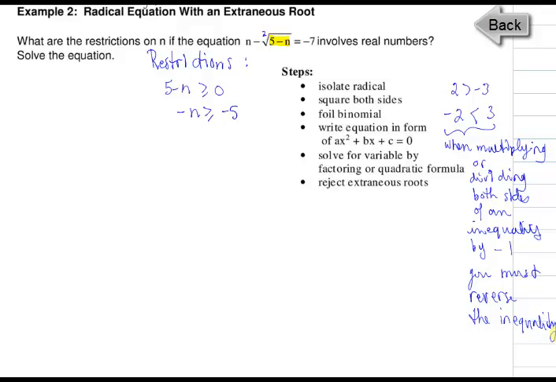Okay, so if we go over here, we need to switch our inequality, because I'm going to multiply both sides by negative 1. So negative 1 times negative n is n. Reverse the inequality. Instead of greater than or equal to, it's less than or equal to. Negative 1 times negative 5 is 5. So make a note, you're going to reverse the inequality.